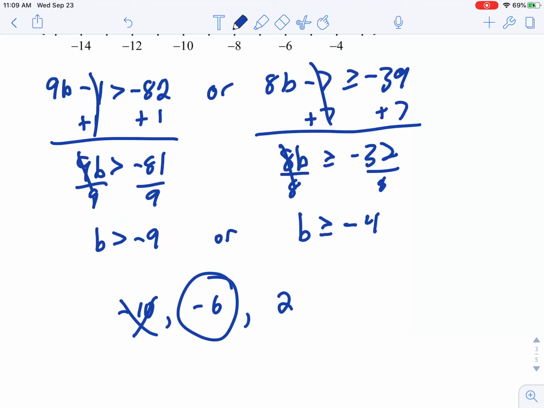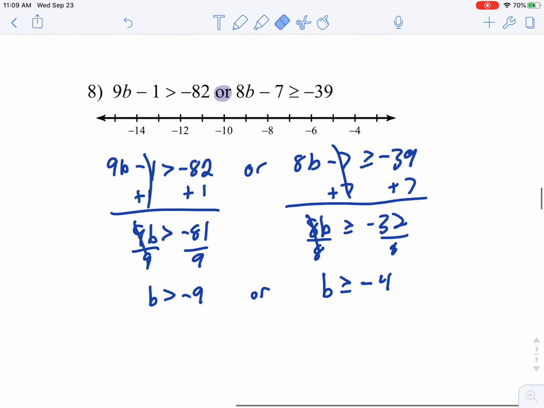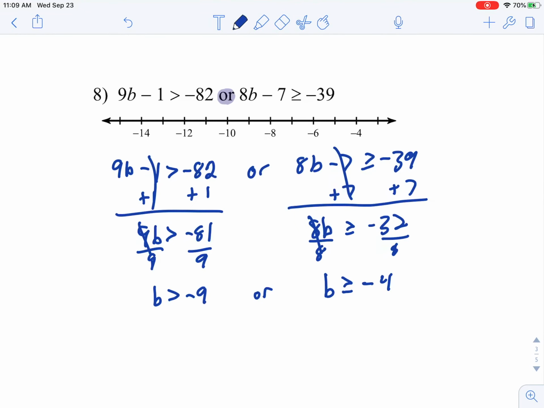What about 2? Yeah, 2 is greater than negative 9, and 2 is greater than negative 4. But it's not an AND problem, it's an OR problem, so only one of those had to be true. They're both true, which is great. 2 is a solution, but so is negative 6. So what other numbers? What arrows here? So let me go ahead and draw both of these and see if we can pull this together.